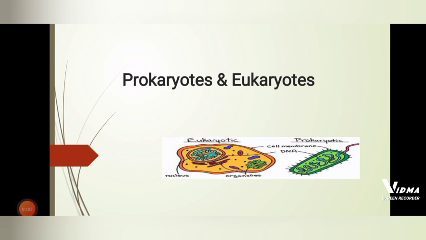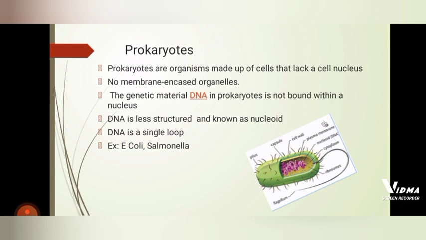Prokaryotes and Eukaryotes. Based on the structure of the nucleus, we can divide cells into two broad categories, prokaryotes and eukaryotes. Prokaryotes. Pro means primitive, karyon means nucleus. So prokaryotes are primitive organisms which lack a definite, well-structured nucleus. The prokaryotes are organisms made up of cells that lack a cell nucleus.